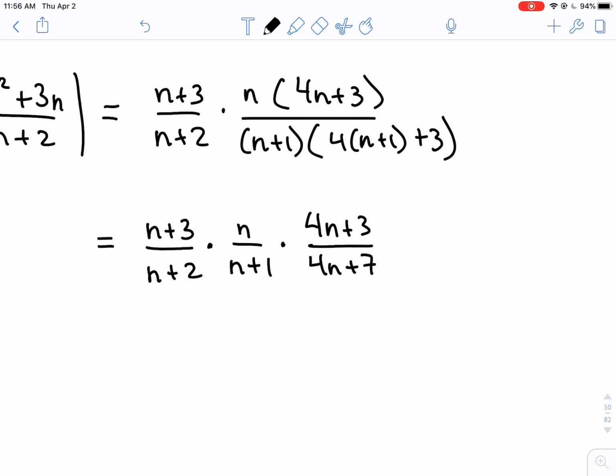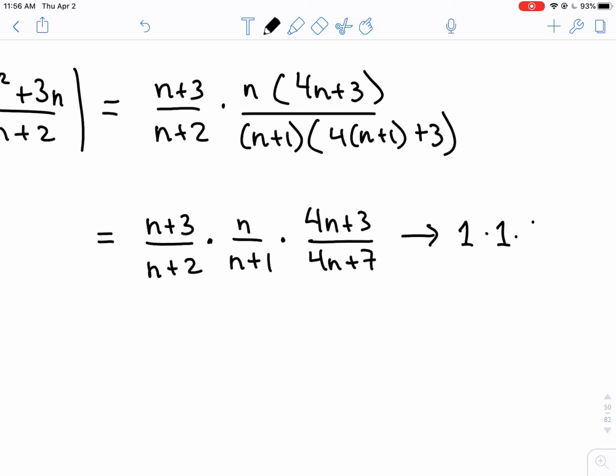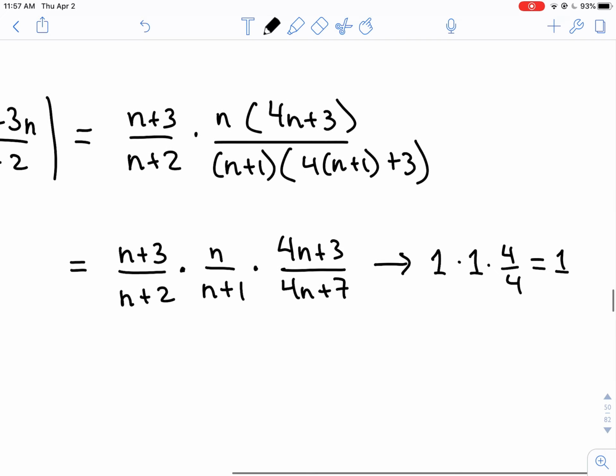Alright, now I'm in a good position to do a limit as n goes to infinity. I can really do these one part at a time. This approaches 1, this approaches 1, and this approaches 4 over 4, which is also 1. So this approaches a 1 times a 1 times a 4 over 4. In the end, this is all equal to 1.